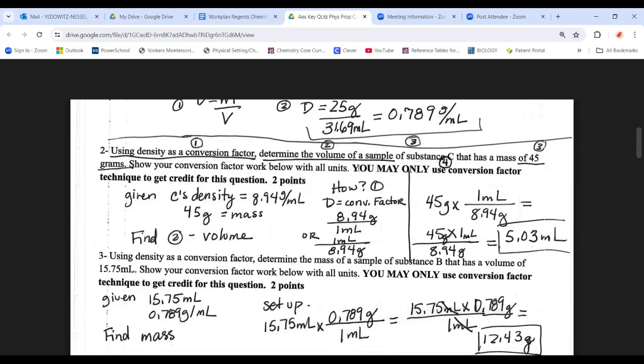And then I said in bold and capital letters, you may only use the conversion factor technique to get credit for this question. Okay. I do understand that you guys know how to plug into this formula and put X where volume is and solve for X. That is not what you're doing. That's not the skill I'm testing you on this quiz.